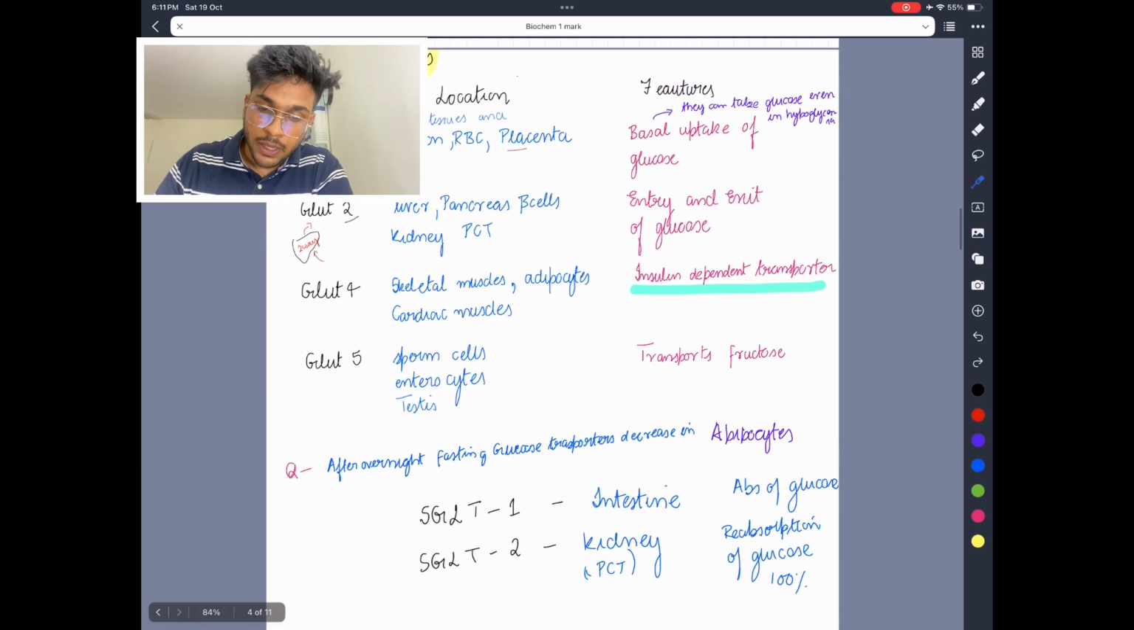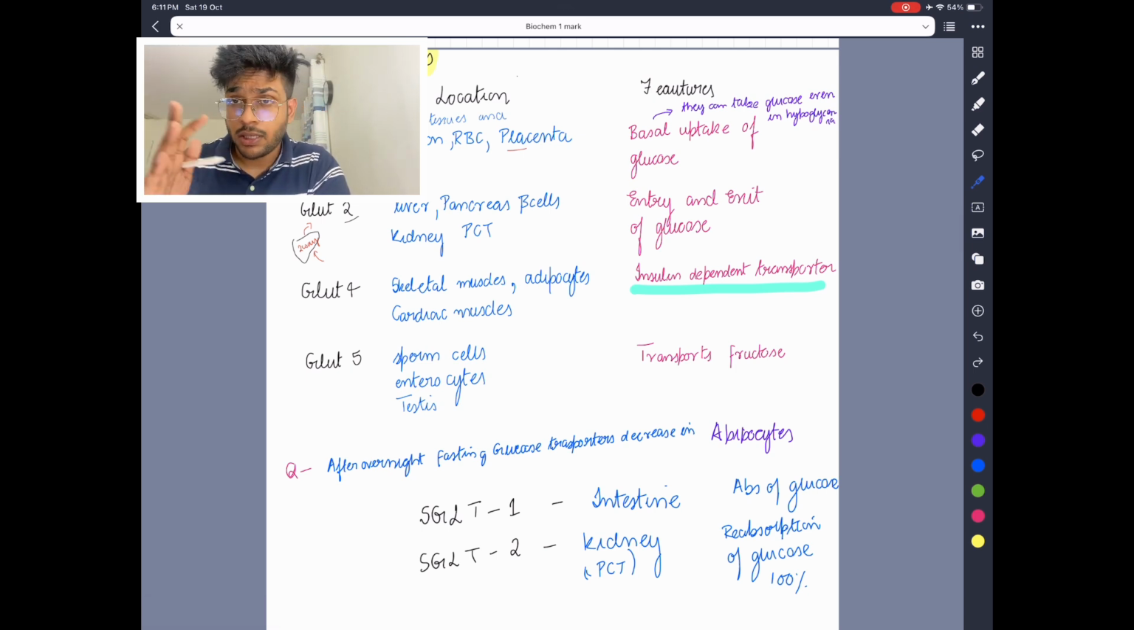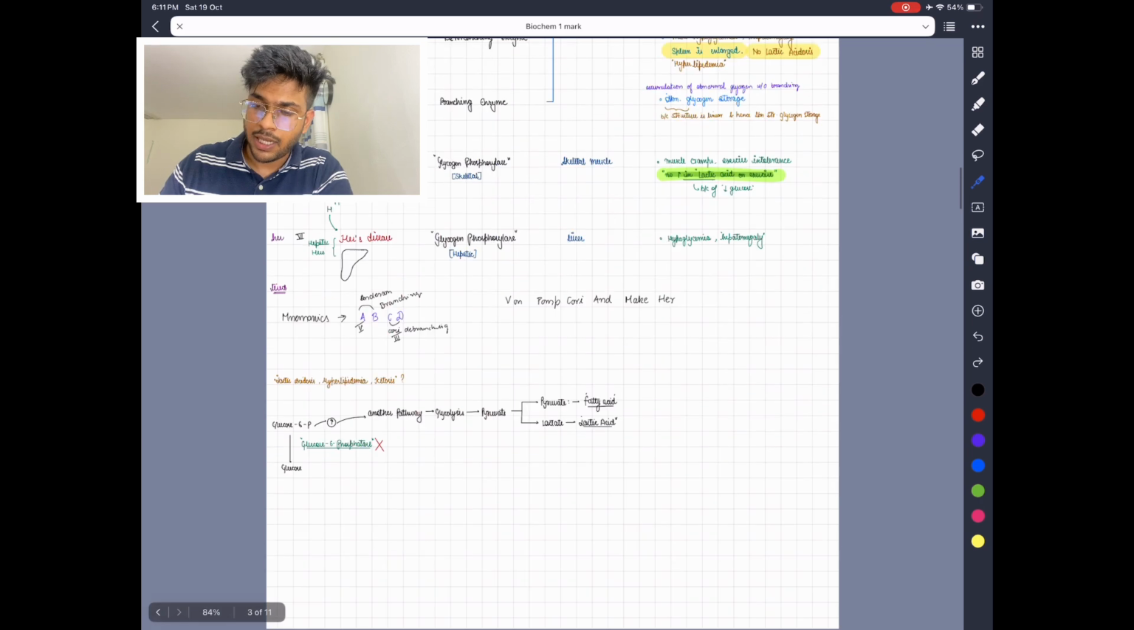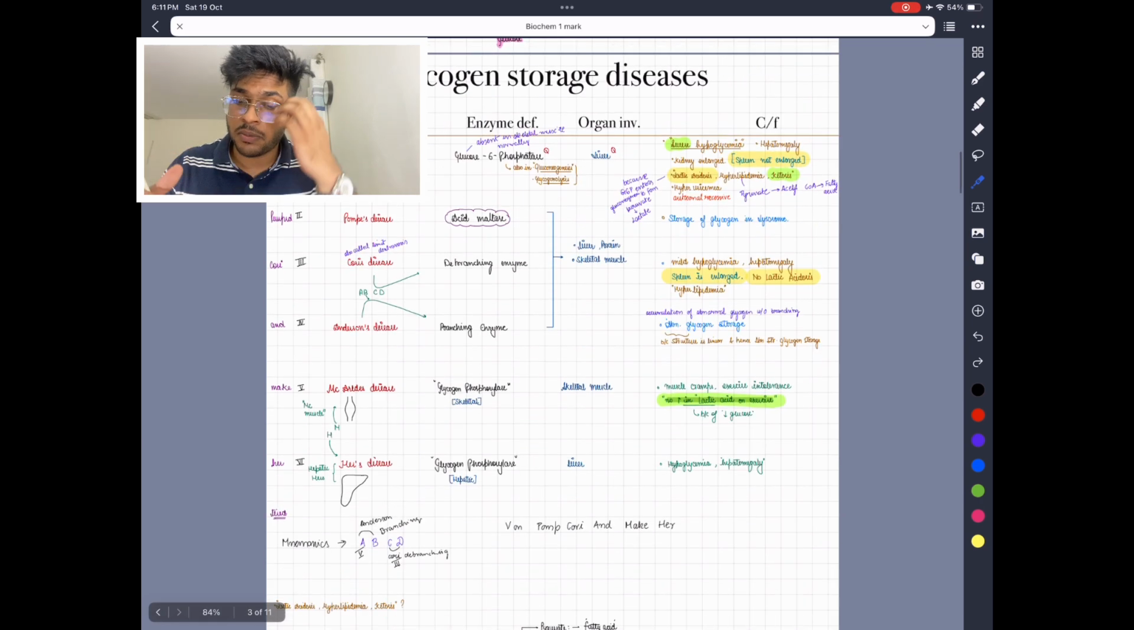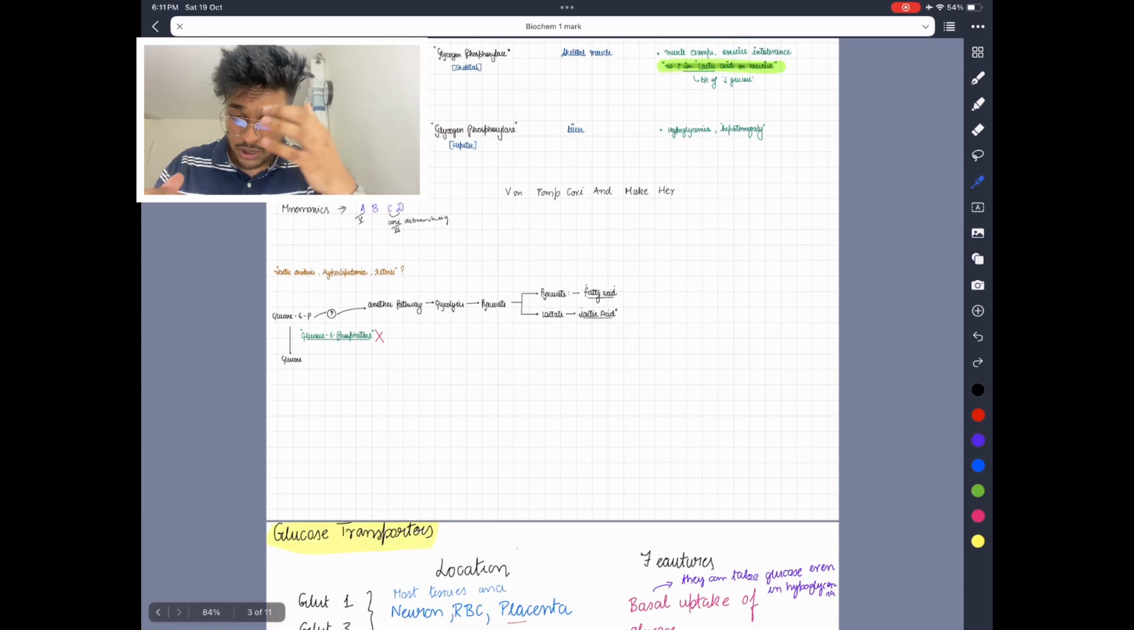GLUT1 and 3, they are present in most of the tissues in the body. By the way, this is my handwriting. This is the note I was using during my preparation. So I just took the screenshot and I put it there.